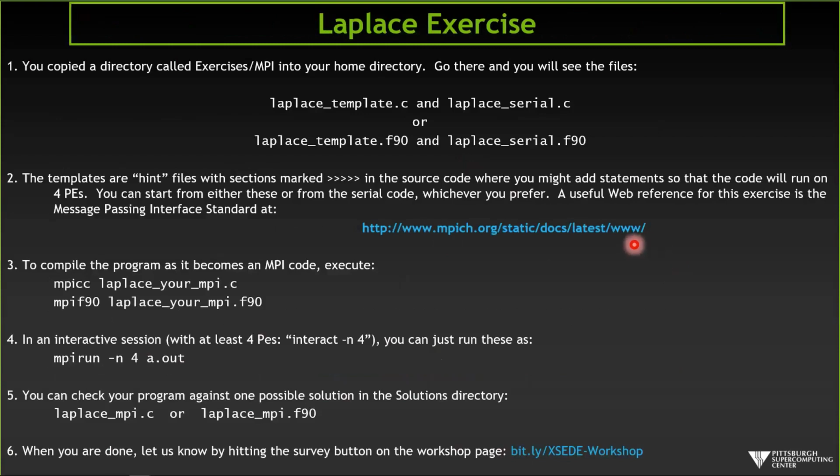So go ahead and get to work. The copies of it are in your exercises folder that you've copied over. There's the starting serial code or template codes, whichever you prefer, in Fortran or C. The hint ones are there. Again, have the browser window open next to you while you're doing this, so you're not trying to remember what all the parameters are. It should compile the same as the codes we've done so far. It should run on 4 PEs. So go ahead and get to work.